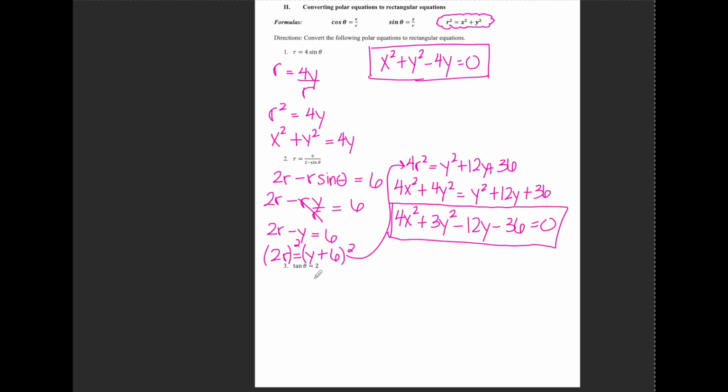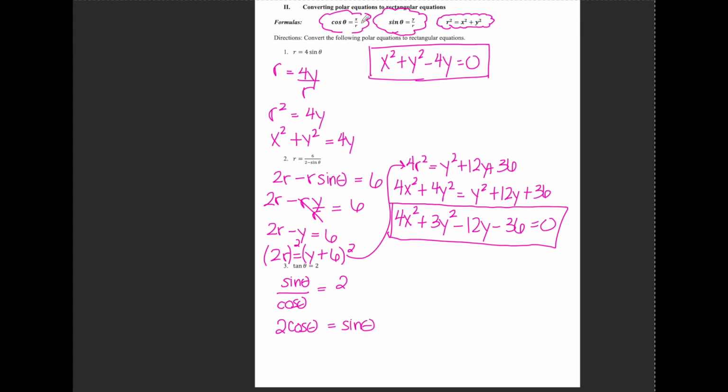Number 3, tan theta is equal to 2. My formulas up here do not have tan theta. They only have cosine theta and sine theta. But I know that tan theta is equal to sine theta over cosine theta. So I have sine theta over cosine theta is equal to 2. If I cross multiply, I get 2 cosine theta is equal to sine theta.